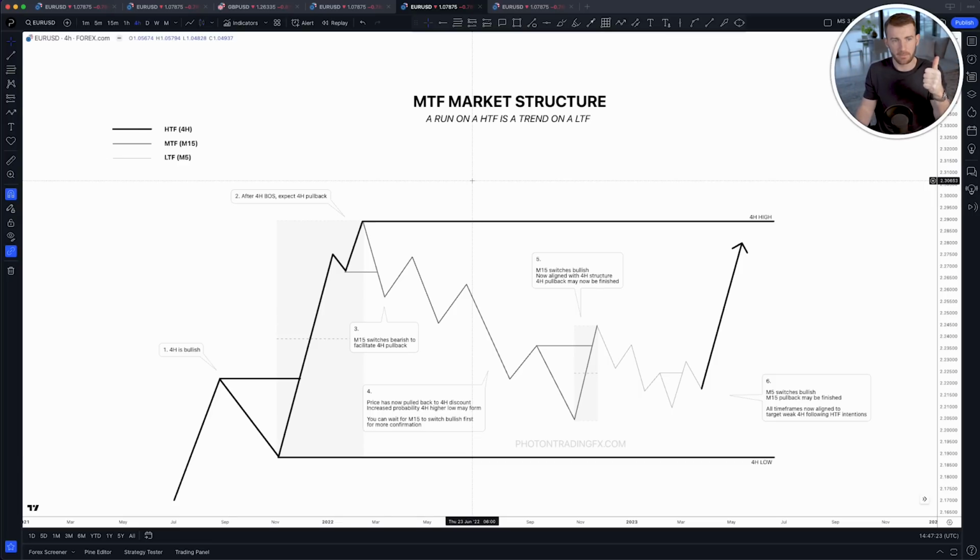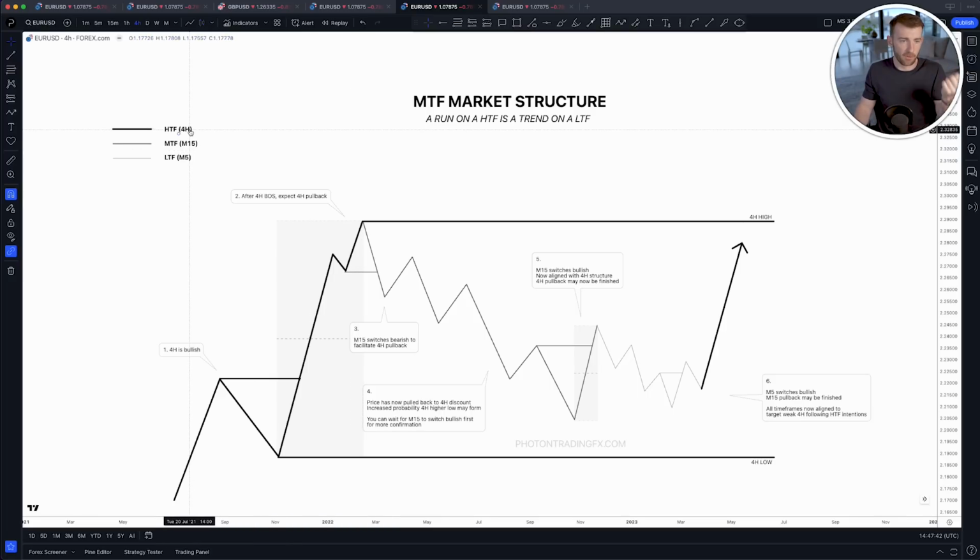You have a higher time frame, a medium time frame, so MTF, and a lower time frame. Really, it's just the first two time frames that we pay attention to, the higher time frame and the medium time frame. That's where we do basically 95% of our analysis. It's what gives us our trade ideas and our market direction, okay?